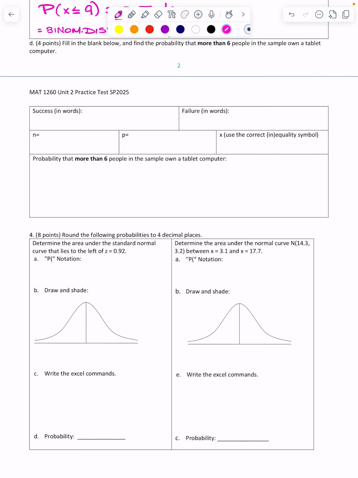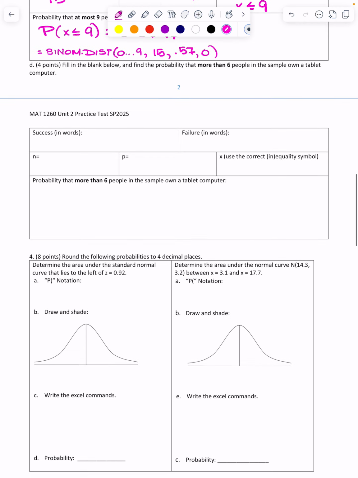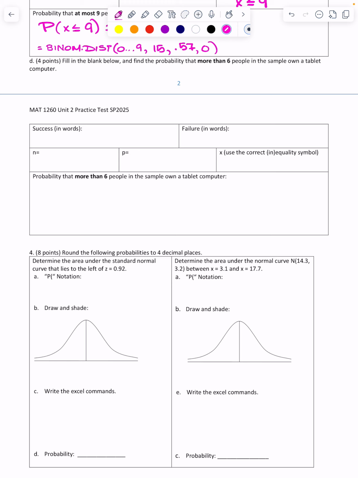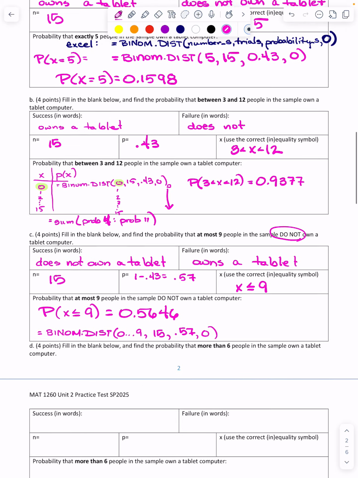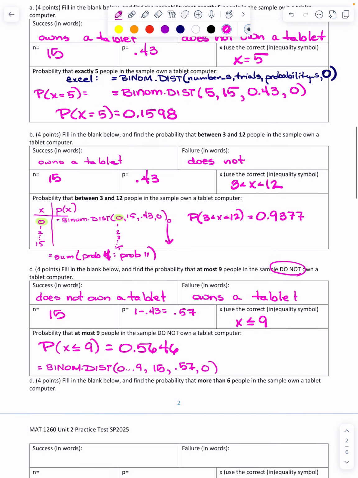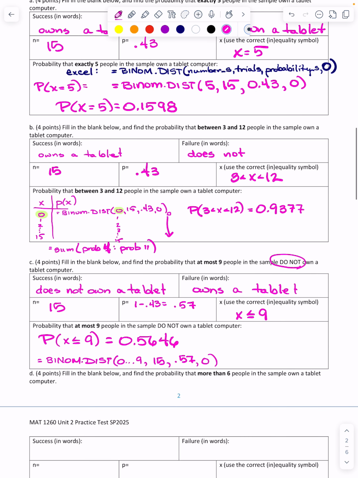Back to the Unit 2 practice exam. This is page 3. Again, my spacing's a little off, so sorry. D is at the bottom of page 2. We want the probability that more than 6 people in the sample own a tablet. And let me back up just a second here. X equals 5 is just that value, 5.